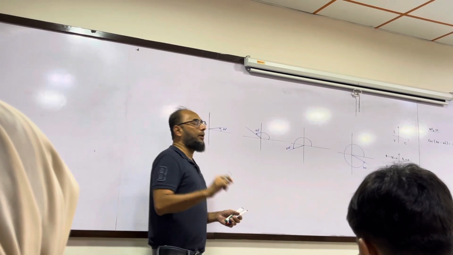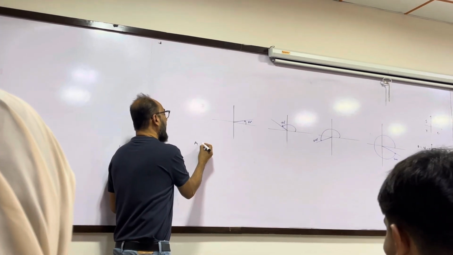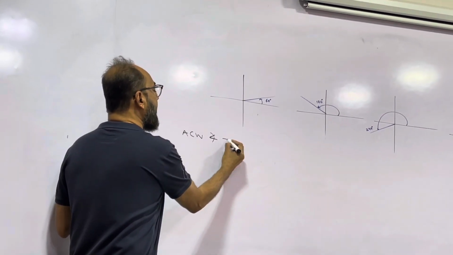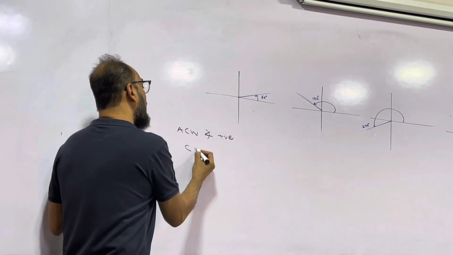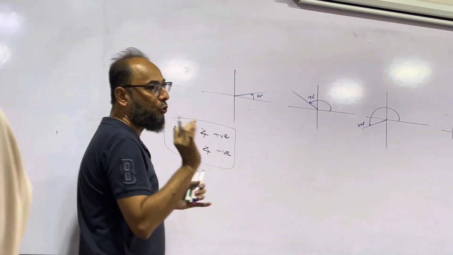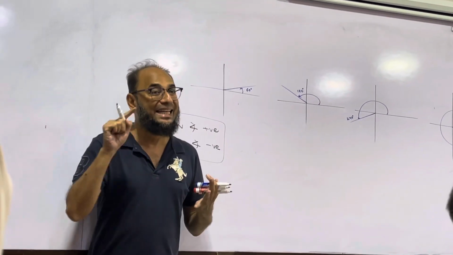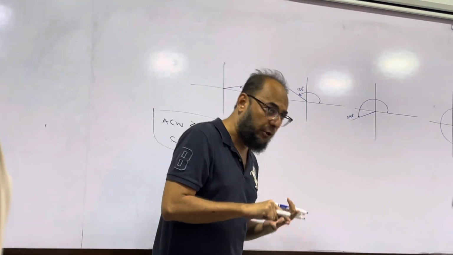Now we are talking about clockwise and anti-clockwise angles. First of all, anti-clockwise angles are positive, therefore clockwise angles are negative. That is the first and foremost rule of trigonometry. Now why do you think in math they take anti-clockwise angles to be positive?